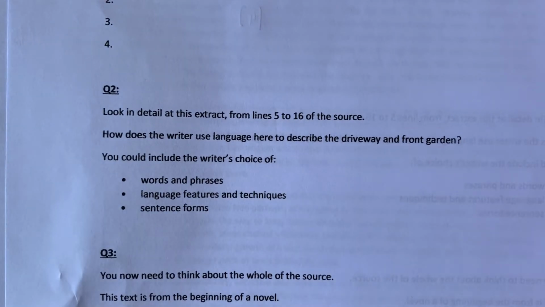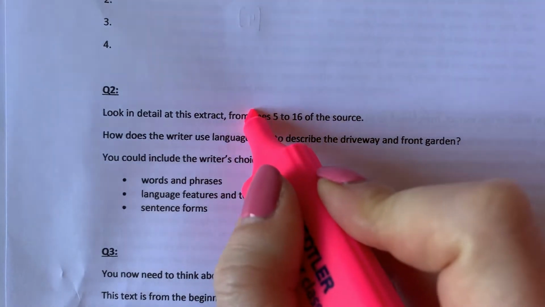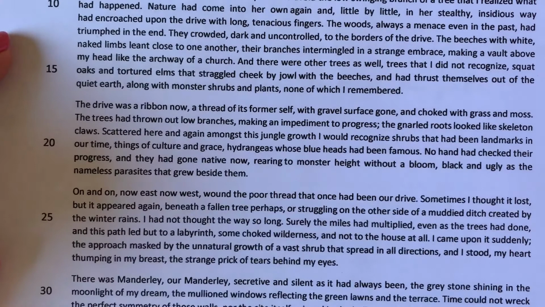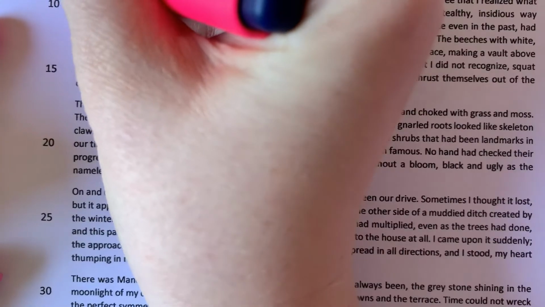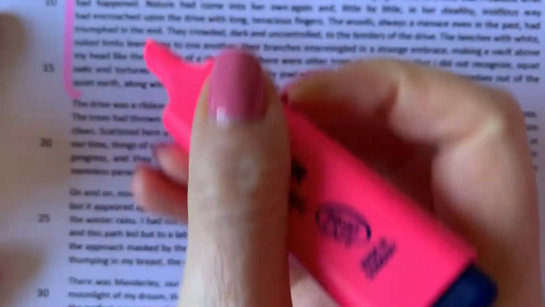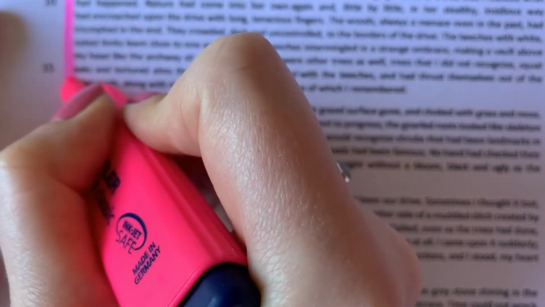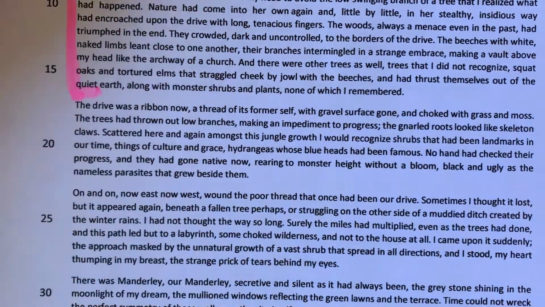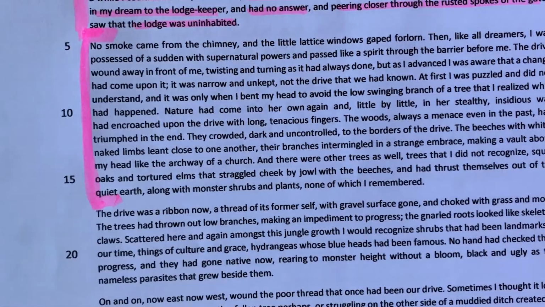So look in detail at this extract from lines 5 to 16. I'm going to stop myself there. I'm going to grab my highlighter, lines 5 to 16. Let's make sure we're really clear where those are. So no surprises there. It's the next paragraph. Down, it's this next big chunk.